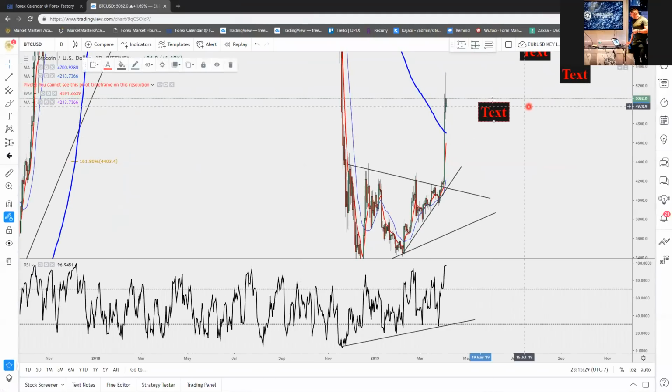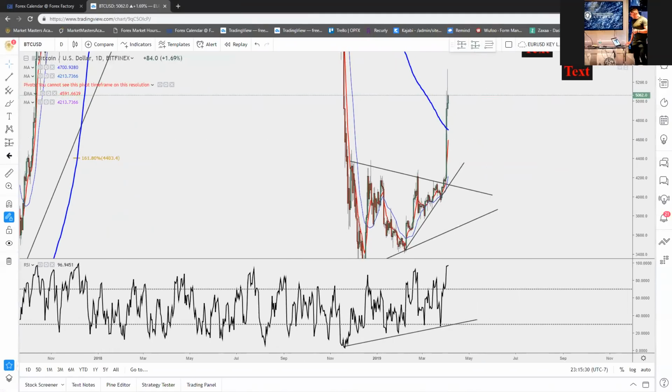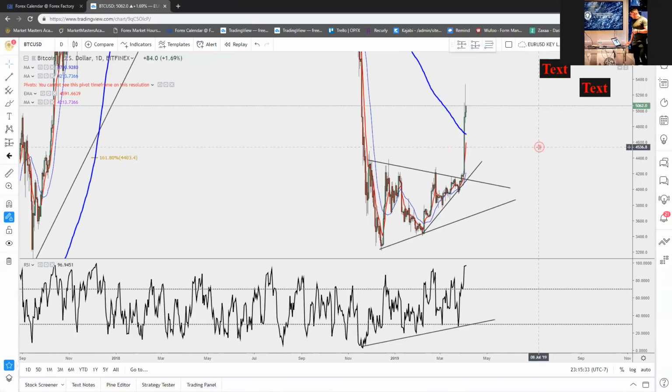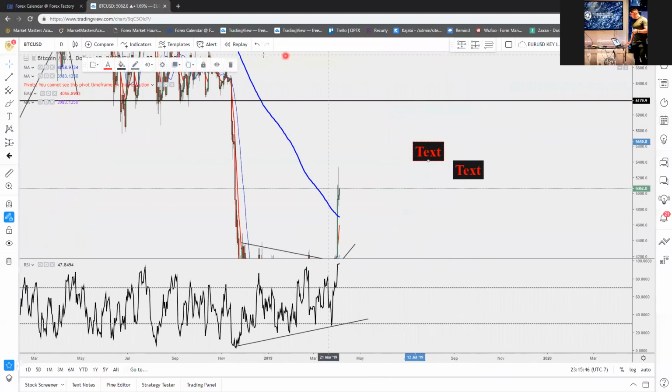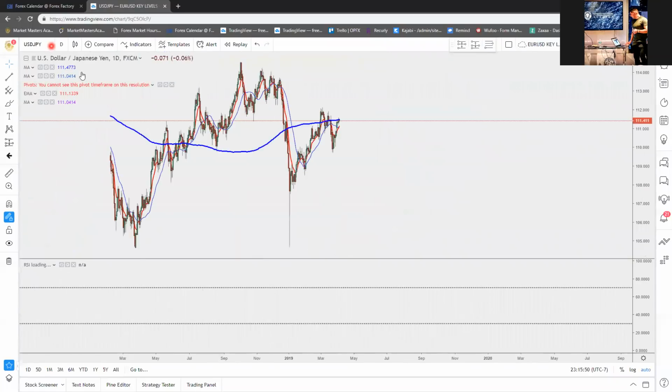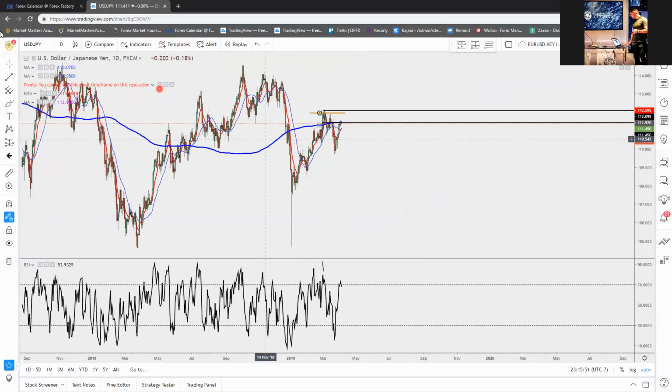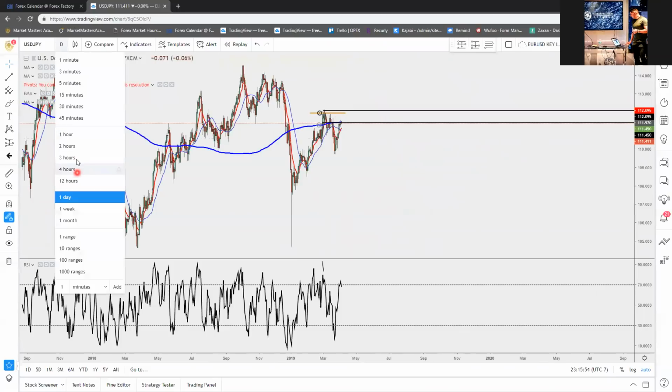By the way, I caught this breakout on Bitcoin, BTC USD, chopped the price, chopped it even tighter right here, spotted the breakout, entered, boom. So yeah, don't mind this stuff. But anyways, USD JPY. USD JPY going on to smaller time frame.